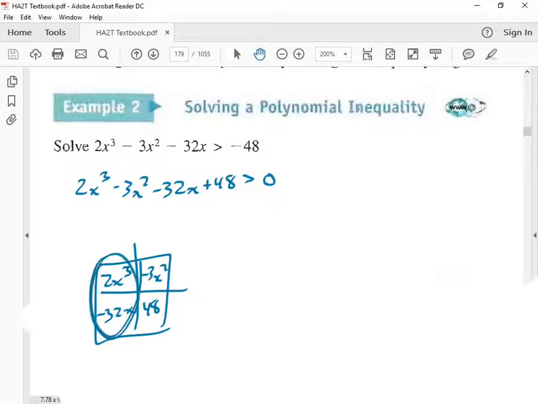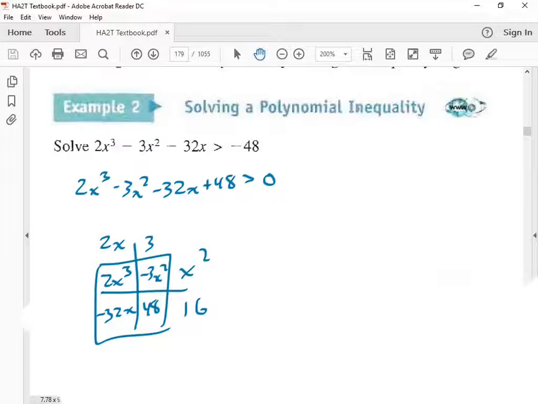What can I take out of both of those? I can take a 2x out of both of those. What can I take out of both of those? It looks like I can divide that by 3, and that's it. Okay, what can I take out of both of those? That's going to be an x squared. And both of those, what is that? 16. I can take a 16 out of both of those.